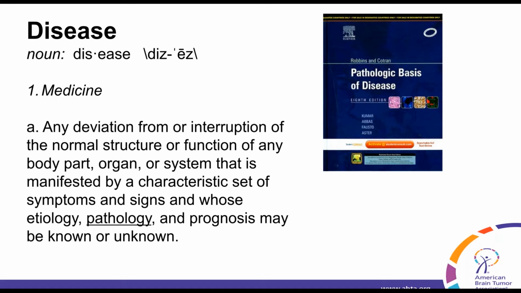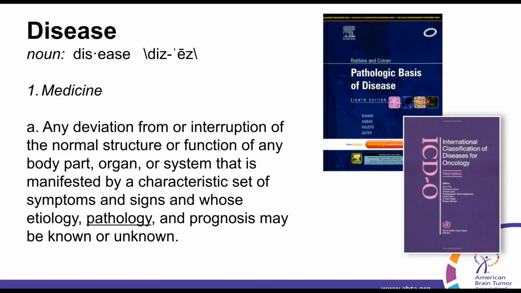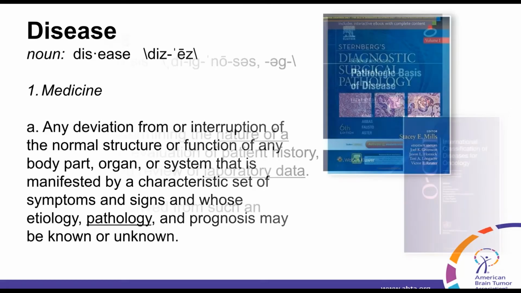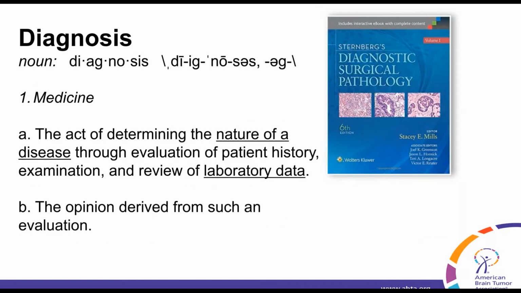Brain tumors is a chapter within each of these books. We even have books that give code numbers to each disease so that they can be classified, studied over time epidemiologically for their frequencies and increases, decreases, and hospitals and cancer registries use these to classify disease. The diagnosis is closely related to disease. It's the act of determining the nature of a disease through evaluation of patient history, examination, and review of laboratory data. Now, it's that laboratory data that we're going to focus on today.